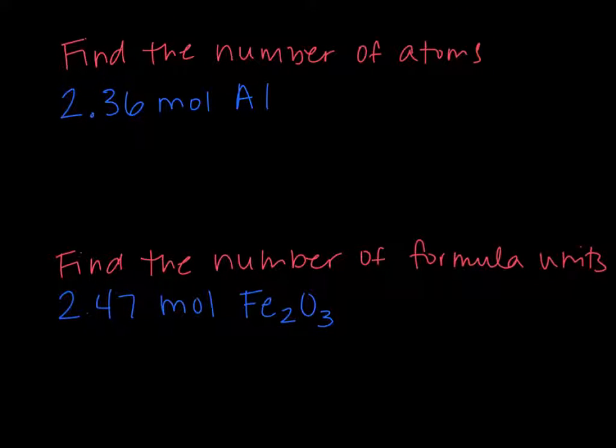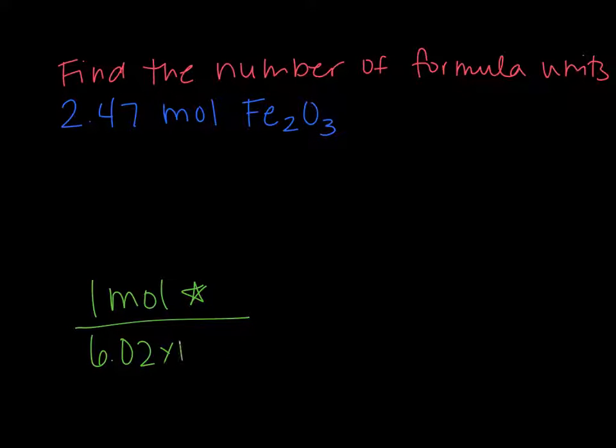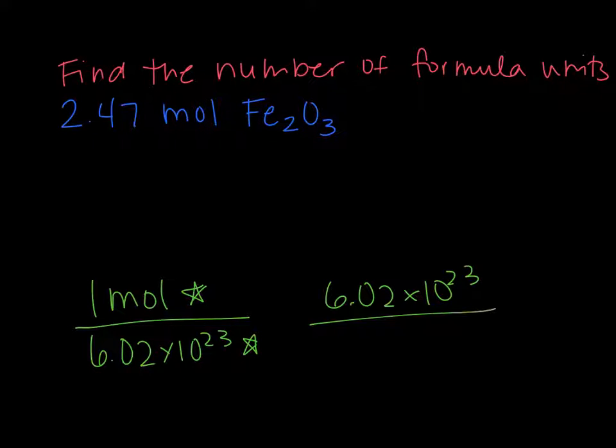So in this first one, we want the number of atoms. And I have 1 mole on the top. And just to remind you, we can write Avogadro's number one of 2 ways. We can write it like this: 1 mole of whatever we have divided by 6.02 times 10 to the 23rd of whatever we have. Or we can write the inverse of that, where mole is on the bottom and Avogadro's number is on the top.